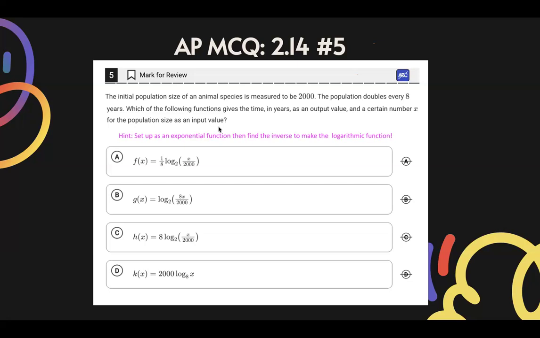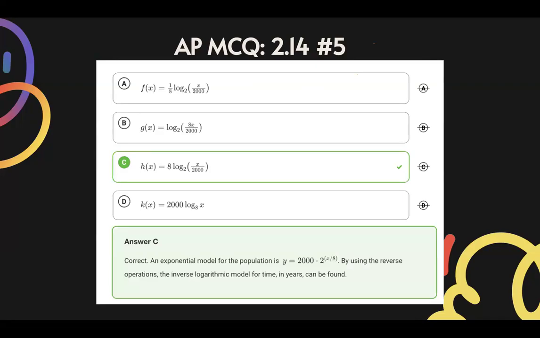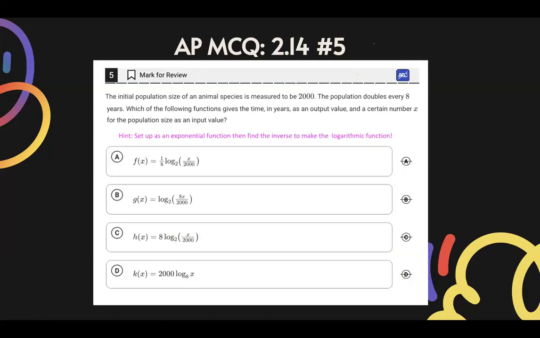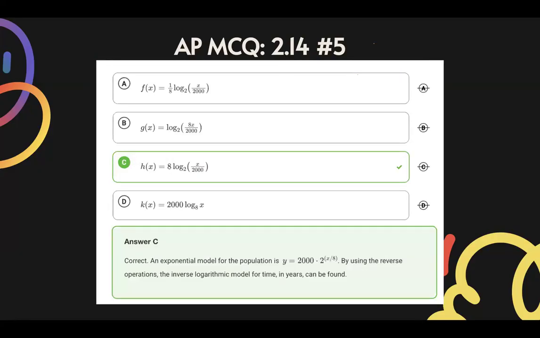So which of the following functions gives the time in years as an output value and a certain number x for the population size as an input value? So once again, set up an exponential function, find the inverse to make it a logarithmic. So in this case, I think it's on the next slide, it is. We have y equals 2,000 times 2 because it's doubling, raised to the x minus 8. As a reminder, if this was 8x, that means that it would happen 8 times in a year. And that's what we have to be careful of. It says it doubles every 8 years, not 8 times in a year. So for most of us, that's probably where we may have gone astray.